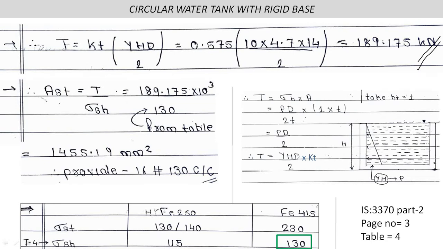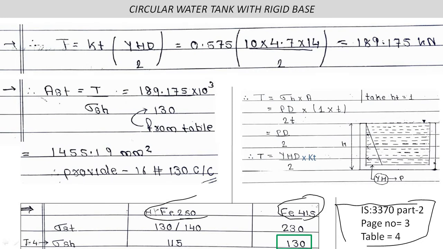So next what we will do, we will find the area of steel in tension. The formula for area of steel in tension is capital T, which you have already found over here, divided by sigma SH. The value of sigma SH is provided in the IS 3370 part 2, page number 3, table number 4, in which there are two things which you have to observe, the grade of steel: Fe250 and Fe415. In our case, the grade of steel is Fe415. So we'll use the value of sigma SH as 130, which is highlighted in the green box.